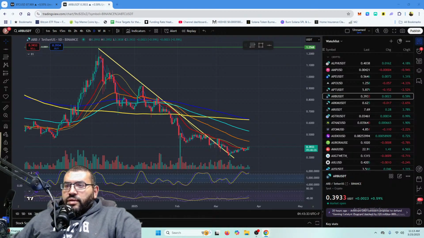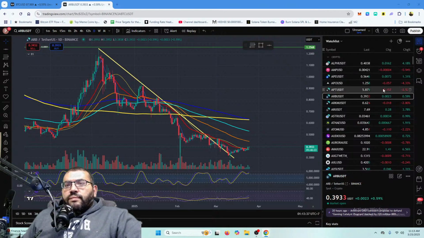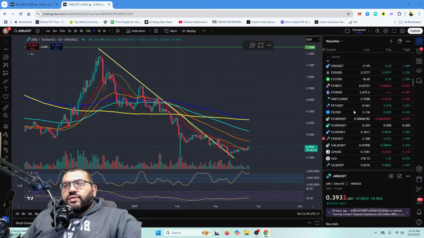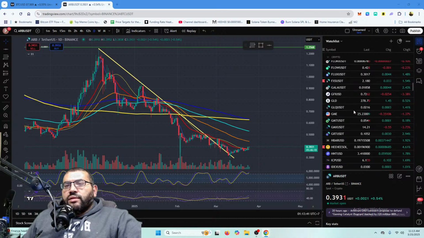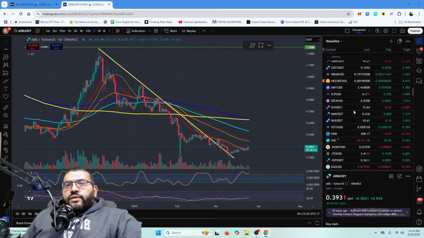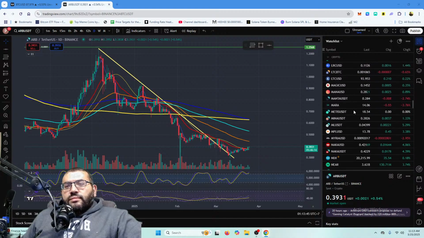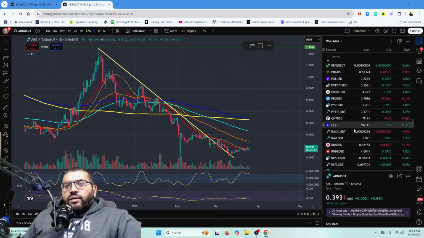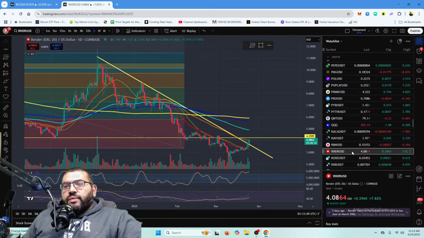Arbitrum's in an uptrend. I'm not a fan of Arbitrum as a crypto worth buying and holding, at least. So yeah, Render. It's the same deal as what I said about AOs. Now, Render looks better than AOs, that's for sure.